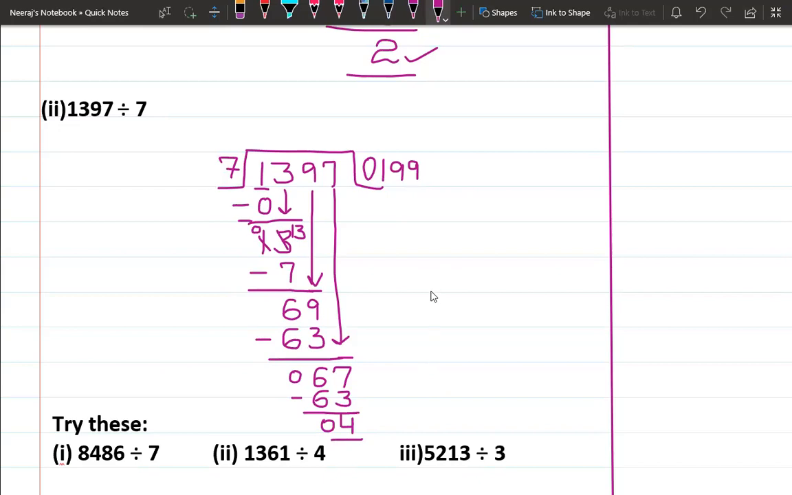So here we will write the quotient for the given question. The quotient will be 199, right? And your remainder is 4. So you have to do all the questions like this, and you have to try these questions also.